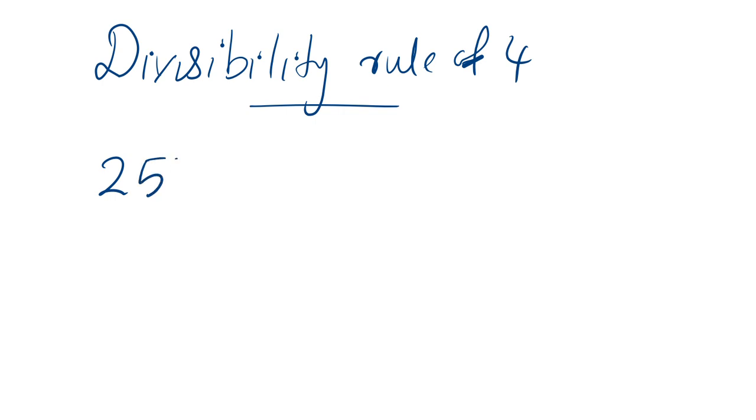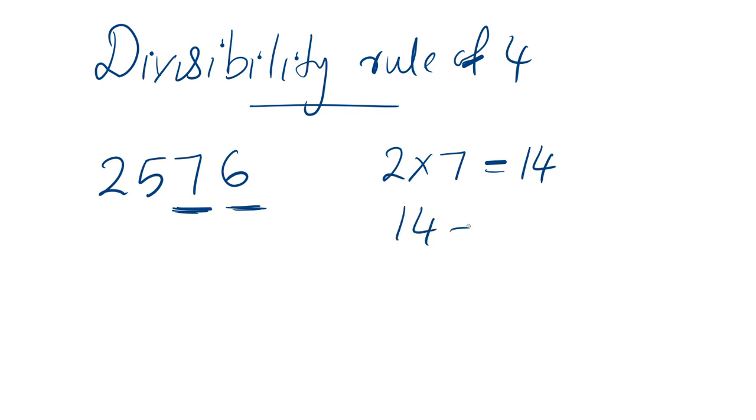2576. The tens place digit is 7 here. So double it. Double it means 2 times 7. 2 times 7 is equal to 14. Then add the ones place digit. Here the ones place digit is 6. So 14 plus 6 is equal to 20. 20 is divisible by 4. We know 4 times 5 is 20. So this number is also divisible by 4.